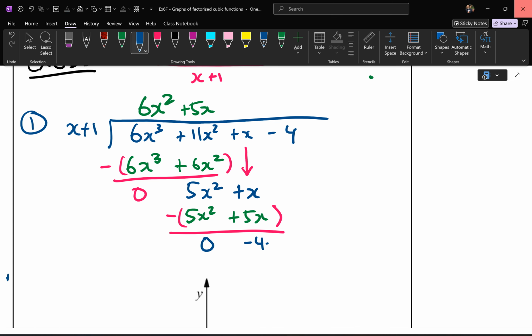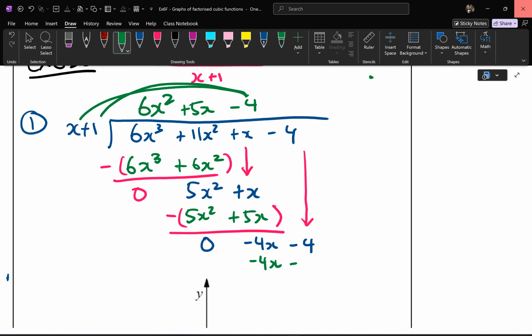0, minus 4x. And then finally, same thing again. Drop down the last number, minus 4. What number do I multiply to x to get negative 4x? Minus 4. Beautiful. Minus 4 times x gives you negative 4x. And then minus 4 times 1 gives you minus 4, which is what we should expect.